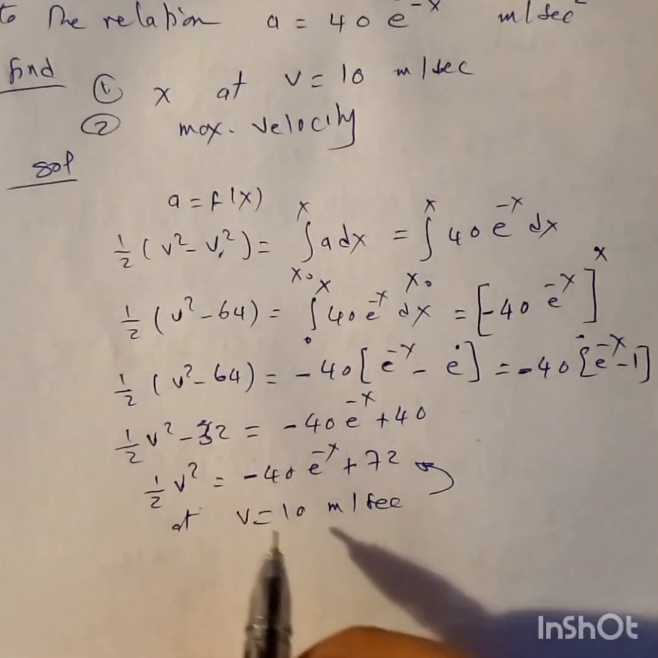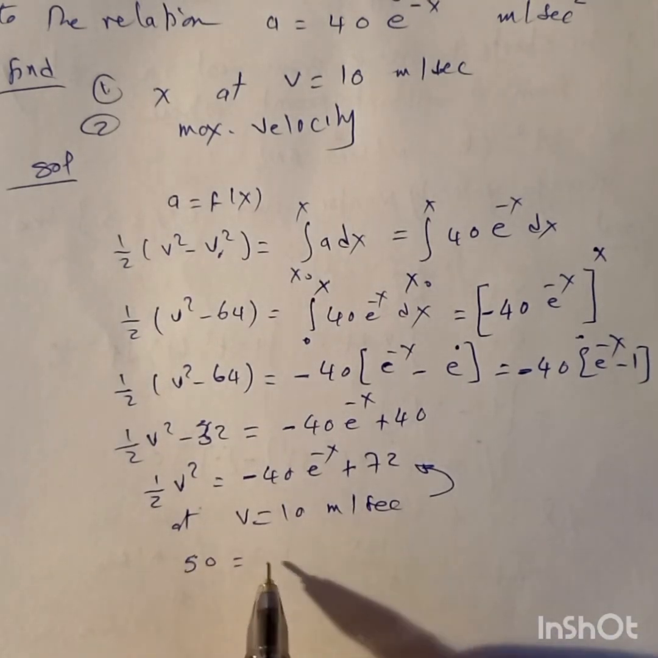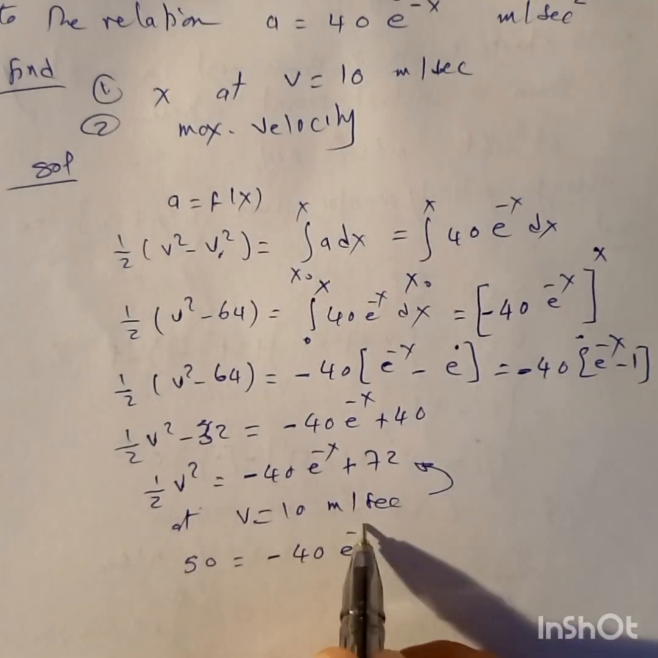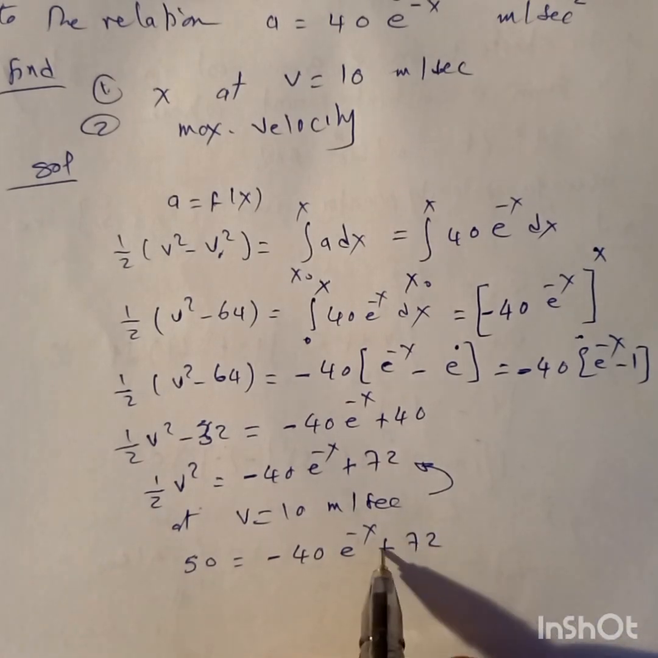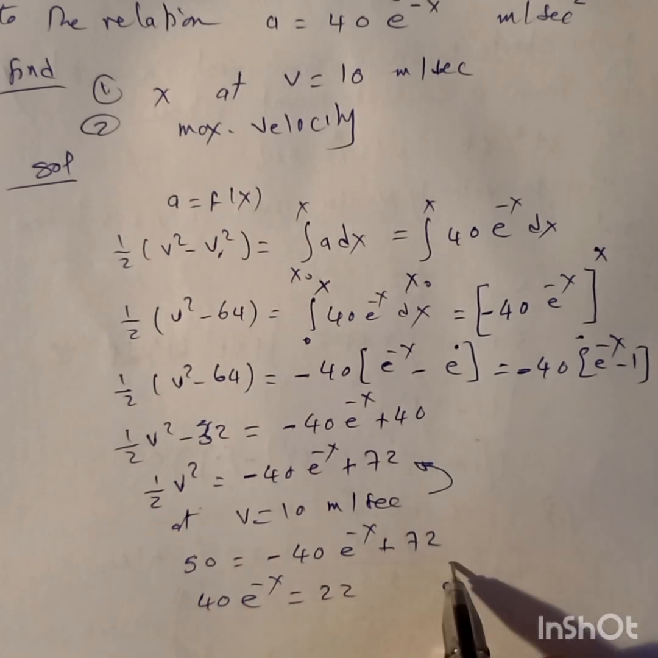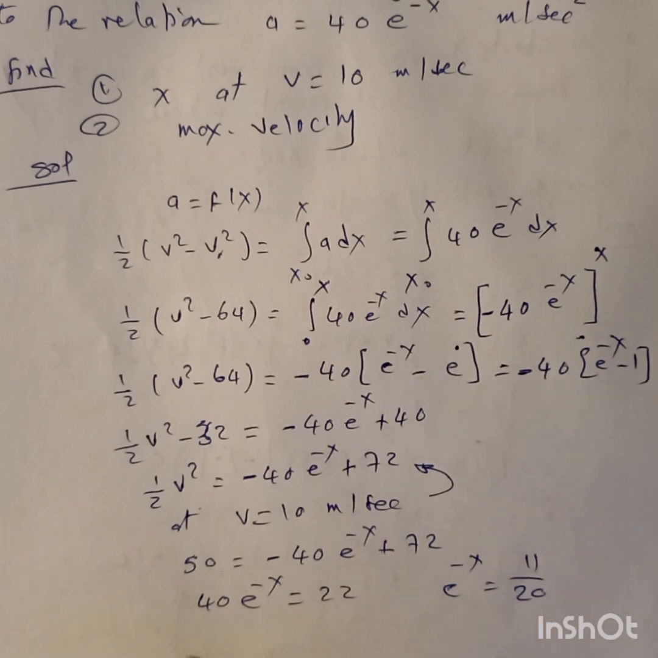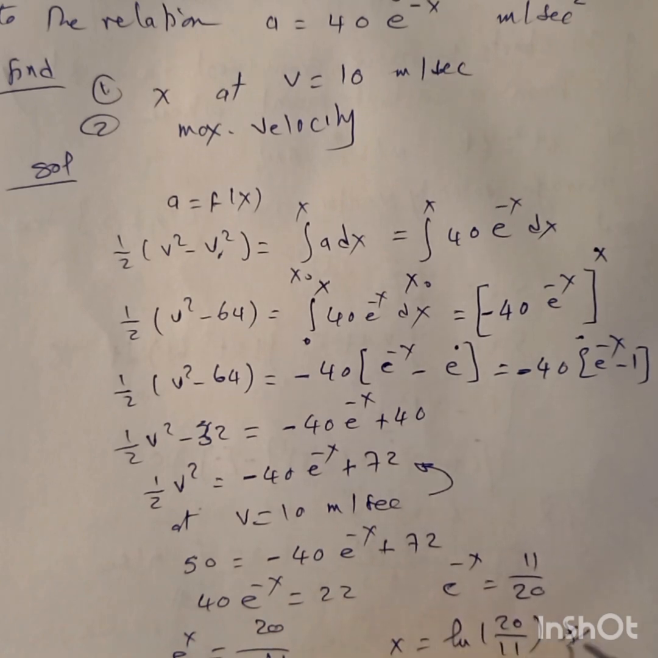Then we have 50 equals negative 40 e to the power negative x plus 72. Then we have 40 e to the power minus x equals 22. Then e to the power negative x equals 11 divided by 20. Okay, then e to the power x equals 20 over 11. Then x equals ln of 20 over 11, and this is required to find.